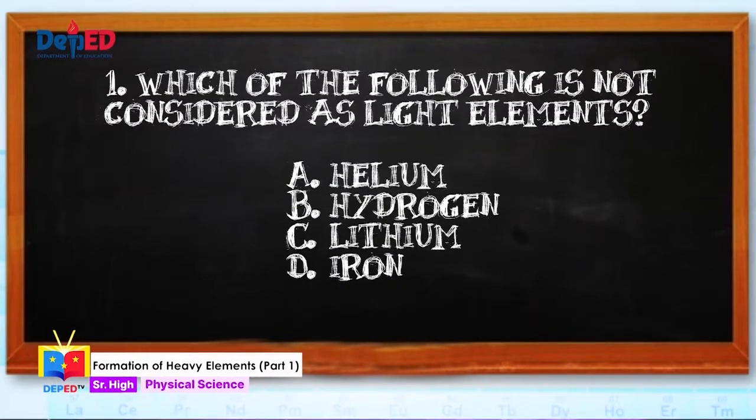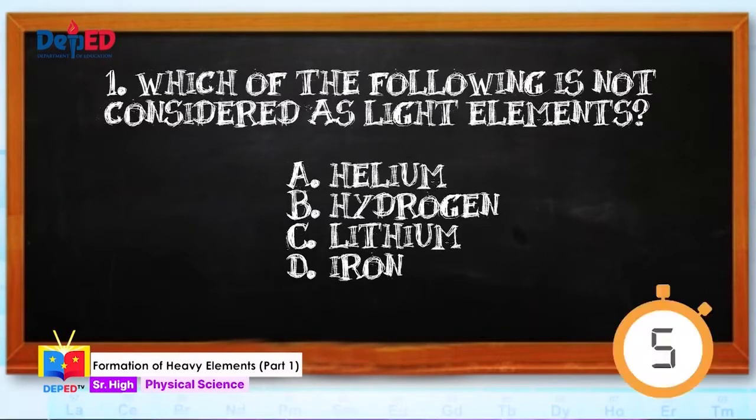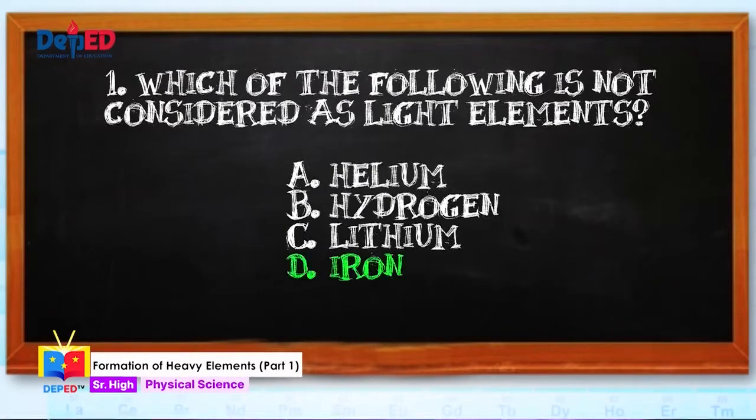Question number 1. Which of the following is not considered as light elements? A. Helium, B. Hydrogen, C. Lithium, or D. Iron? The answer is D. Iron.